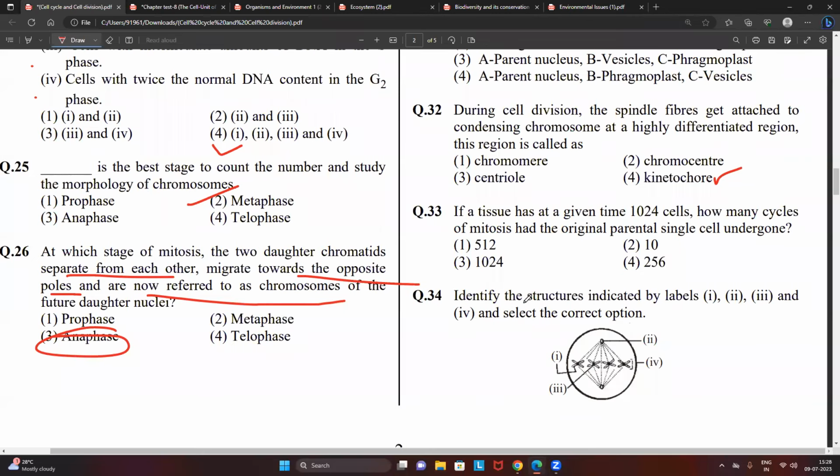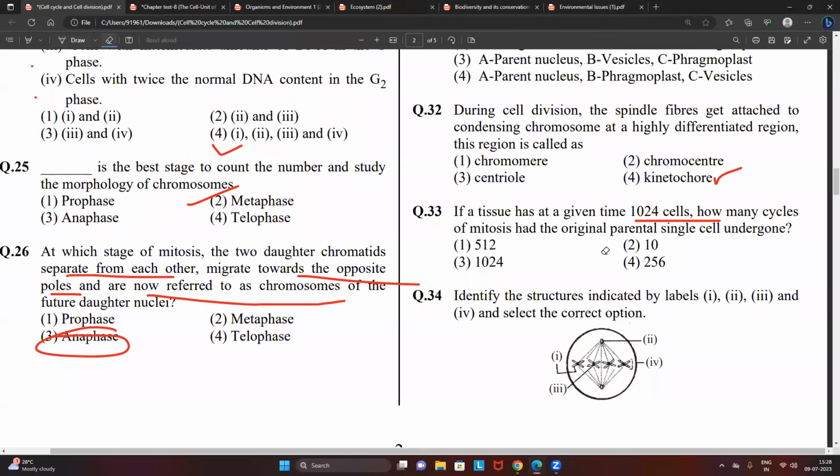Then question number 33. If a tissue has at a given time 1024 cells, how many cycles of mitosis had the original parental single cell undergone? Oh, so fast. 10. Who said 10? Someone said 4. Okay.